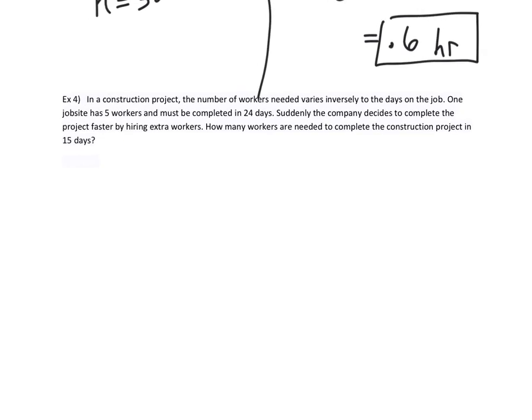Example 4. In a construction project, the number of workers needed varies inversely to the days on the job. All right, so we know it's inverse variation, and we also know our y and our x. So in this project, the number of workers, that's y, varies with the days on the job. So how many workers compared to how long the job's going to take, basically. One job site has 5 workers, must be completed in 24 days. Then suddenly the company decides to complete it faster, so they're going to hire more people. How many workers are needed to complete it in 15 days?